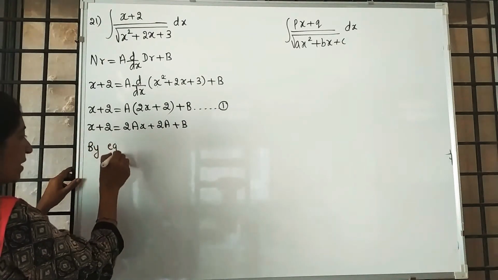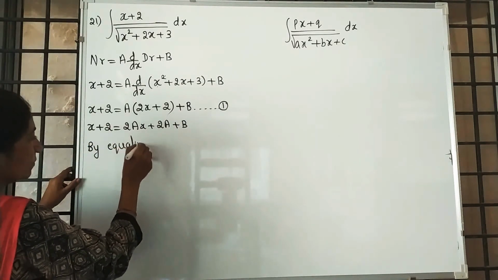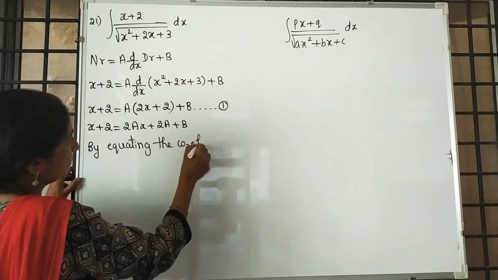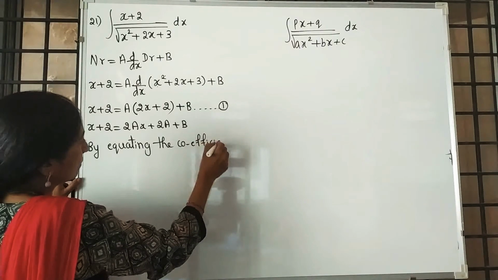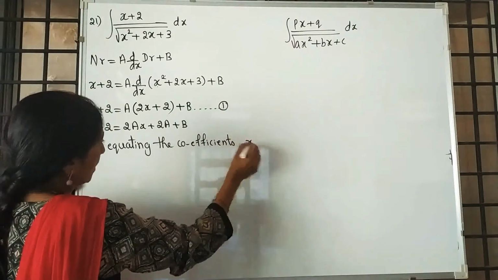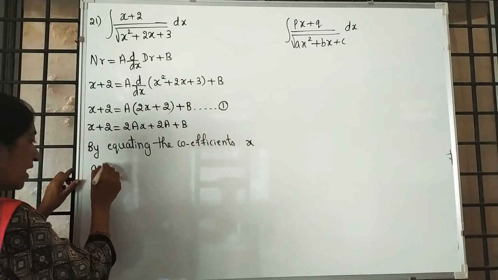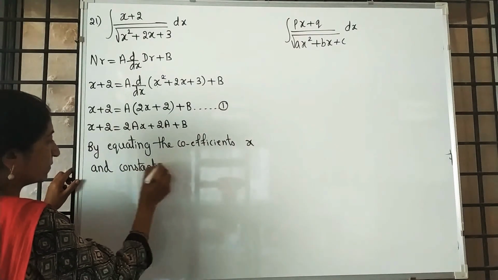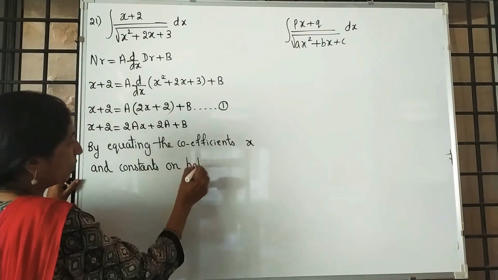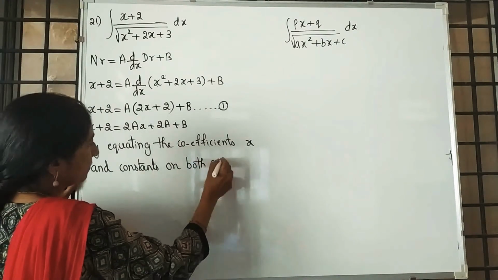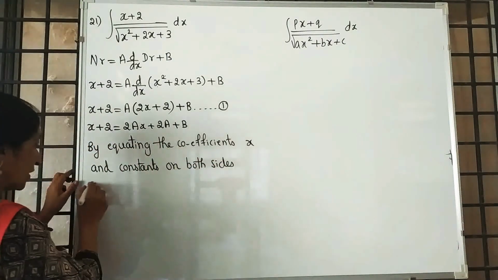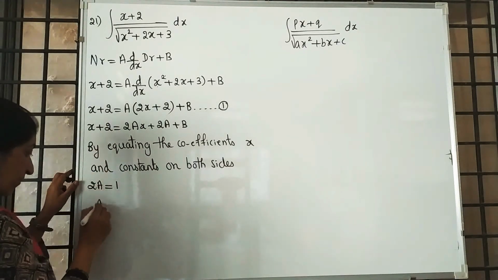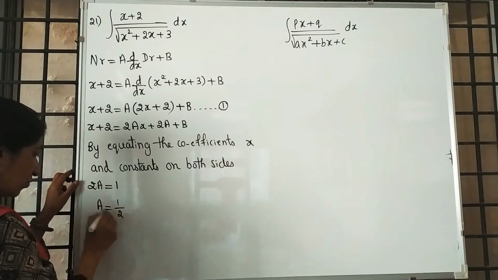By equating the coefficients of x and constants on both the sides, coefficient of x is 2a, here coefficient of x is 1, a is equal to 1 by 2.